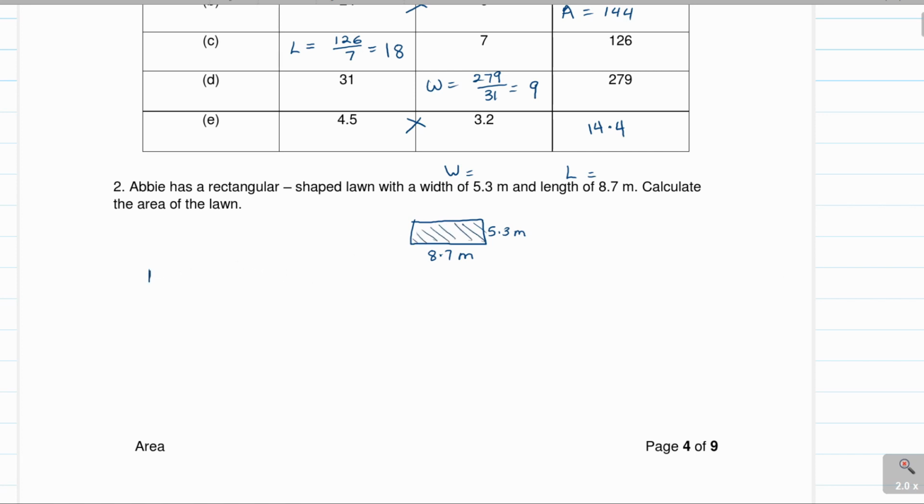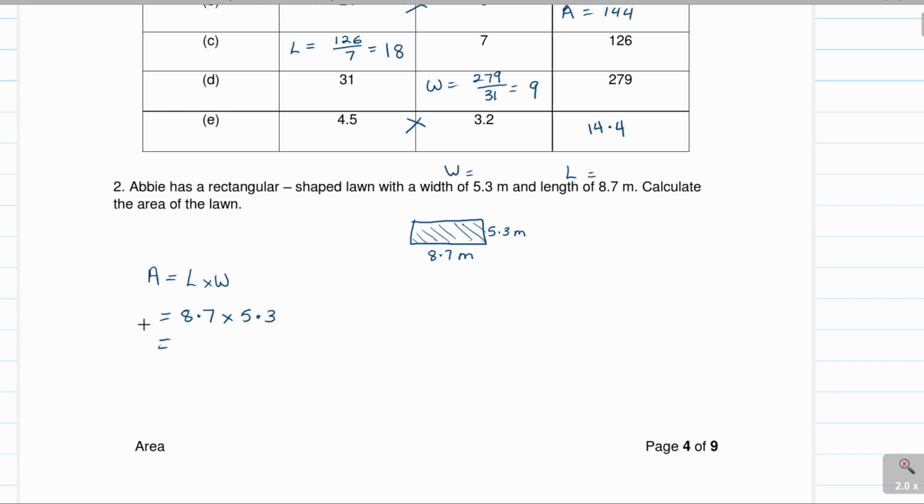So always write your formula. Area is length times width. You could use the symbols, you could write out the words. Always put your formula when you're doing a question. The reason for this is, if you make a mistake with your calculation, if you multiplied wrong, your teacher or the examiner will know that you know what you are doing. Alright, so they know that you know the area is 8.7 by 5.3, and then you put your final answer at the bottom.